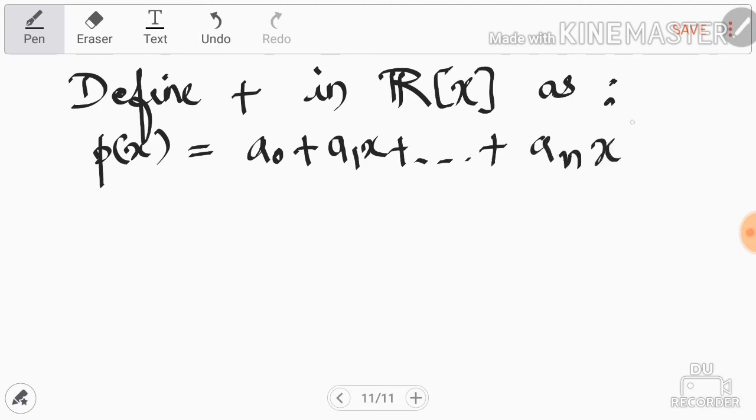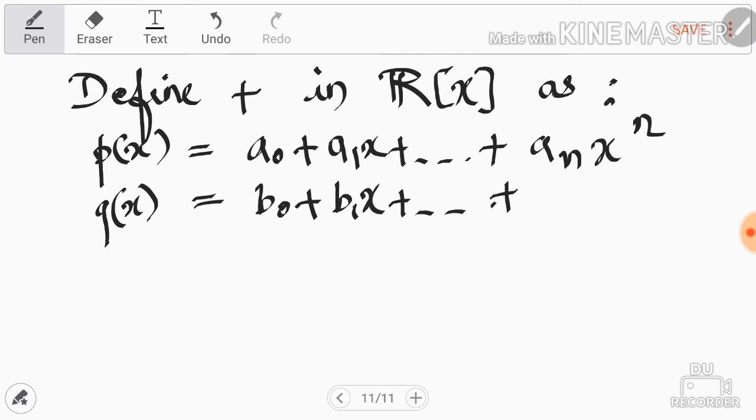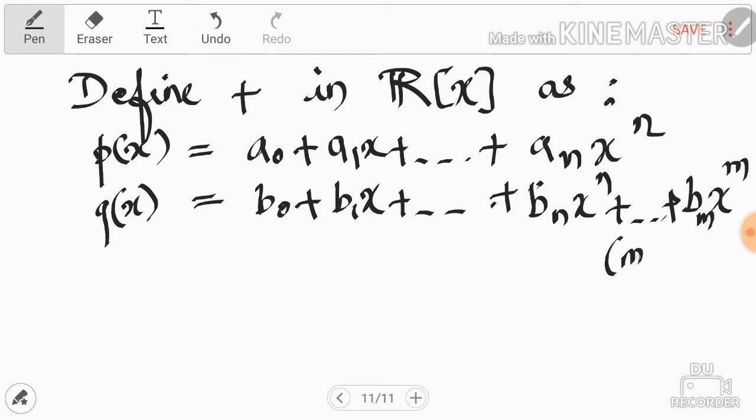to an x raised to n, and say if you have another polynomial q(x), which is say b0 plus b1x plus so on up to, okay, you can probably go further because there is no restriction on the degree. So you can have up to bm x raised to m, where m is greater than n. So in such a case, how would you define the vector addition here?